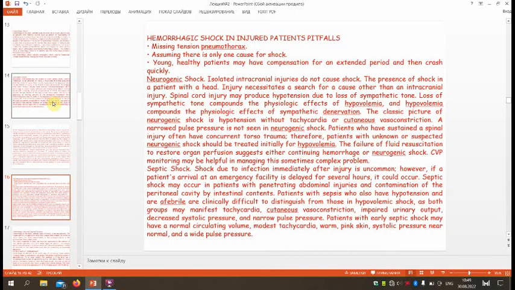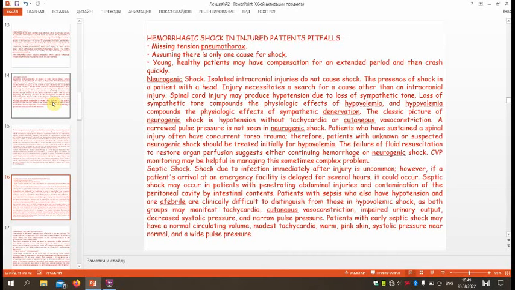Patients with sepsis who also have hypotension and are afebrile are clinically difficult to distinguish from those in hypovolemic shock, as both groups may manifest tachycardia, cutaneous vasoconstriction, impaired urinary output, decreased systolic pressure, and narrow pulse pressure.